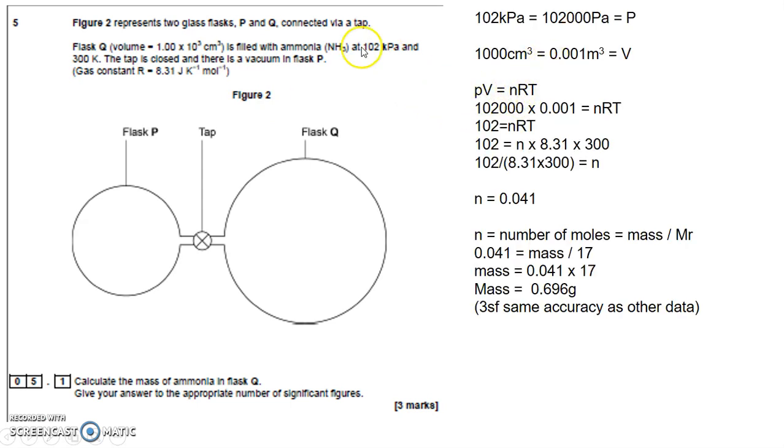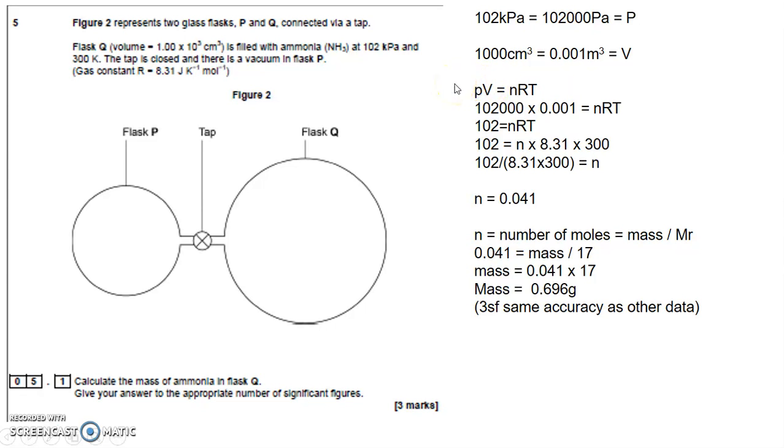P is pressure, 102 kilopascals. It needs to be in pascals. Kilopascals into a smaller unit value like pascals, multiply by 1,000. So 102 kilopascals down into pascals is 102,000 pascals. So I've got the pressure in the right units.